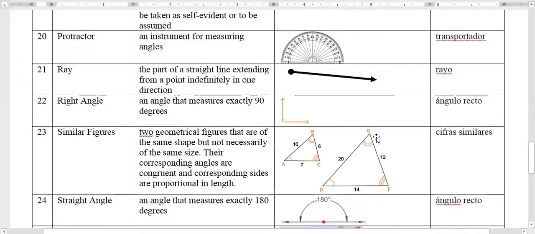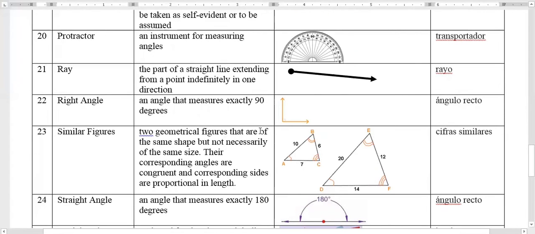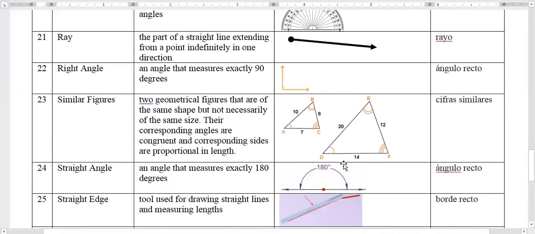Similar figures. Two geometrical figures that are of the same shape, but not necessarily of the same size. Their corresponding angles are congruent and corresponding sides are proportional in length. So these triangles are similar, right? They look the same, but the sizes are different. Going back to shoes, if this is a size 5 right here, this is a size 10, they look the same, just different sizes. That's what similar means.